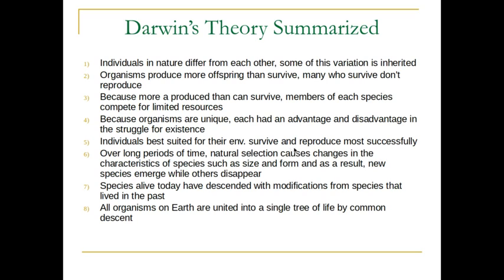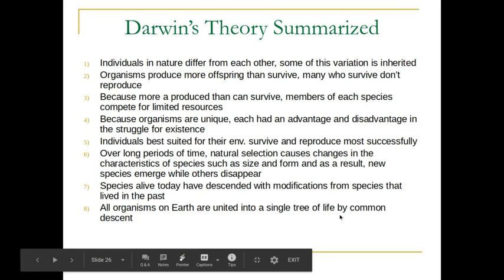Individuals best suited for their environment can survive, they make more babies, and they pass on those heritable traits. Over long periods of time, natural selection causes changes in the characteristics that we see in a species. So we talk about evolution of a population. We don't talk about an individual evolving. You are stuck with what you have, and you can't really change. And all organisms on Earth are united into a single tree of life with a form of common descent from a common ancestor.